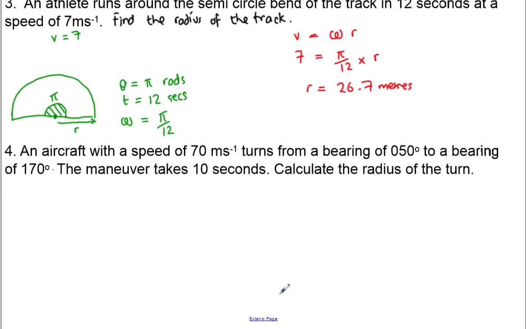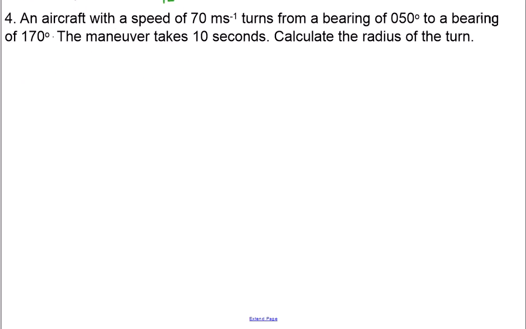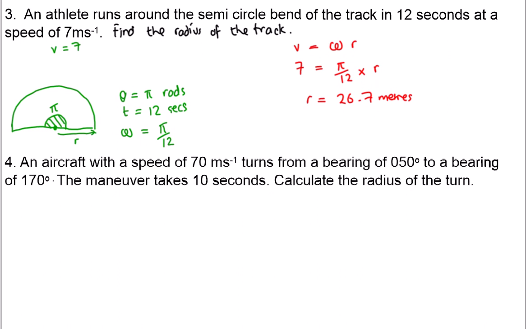And then this number 4 here is quite tricky because it's in totally the wrong units. An aircraft with speed of 70. Okay, so V is 70 meters per second, which is roughly 250 kilometers an hour, or about 170 miles an hour. Turns from a bearing of 50 degrees to a bearing of 170 degrees.